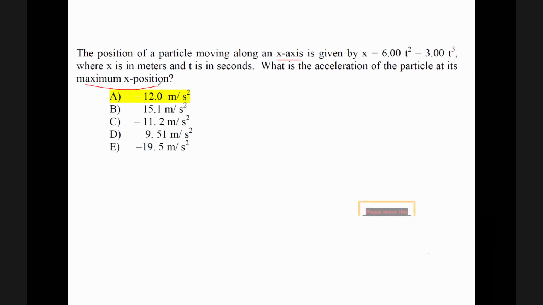You learned in math that at maxima or minima, the slope should be 0. You learned this. So at maximum position, what is the velocity? Turning point. The velocity should be 0. So what should I need to do? I need first to calculate the velocity. So I derive my equation.